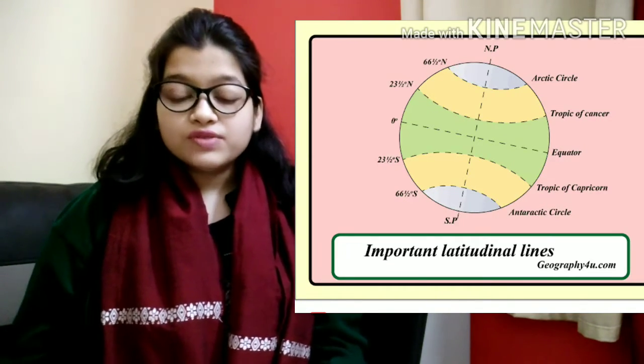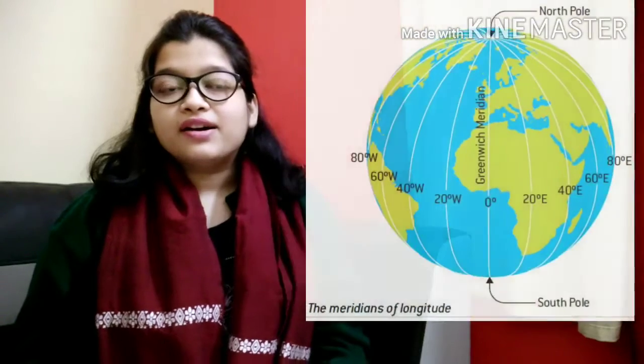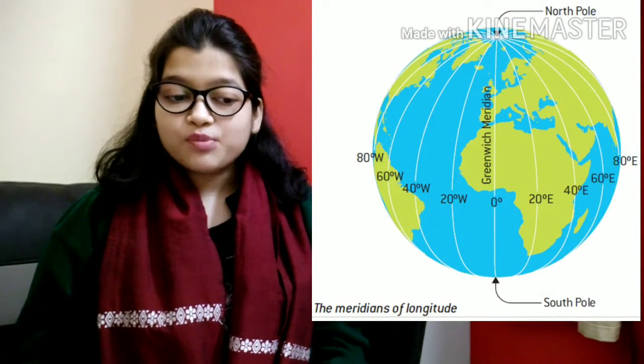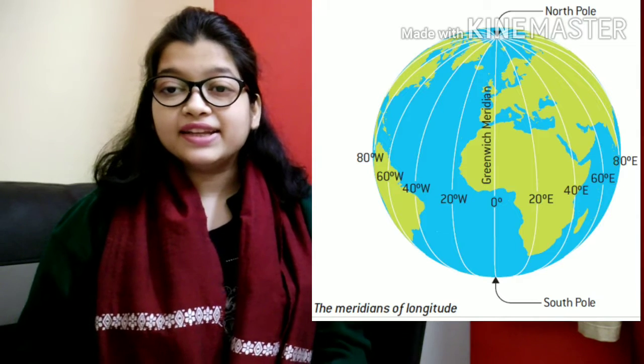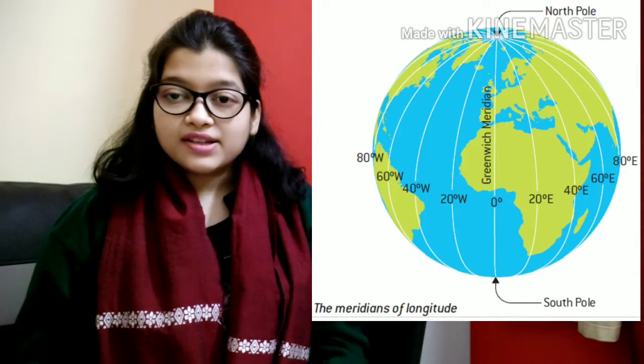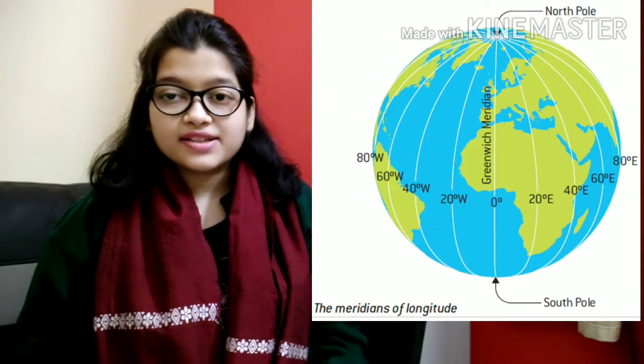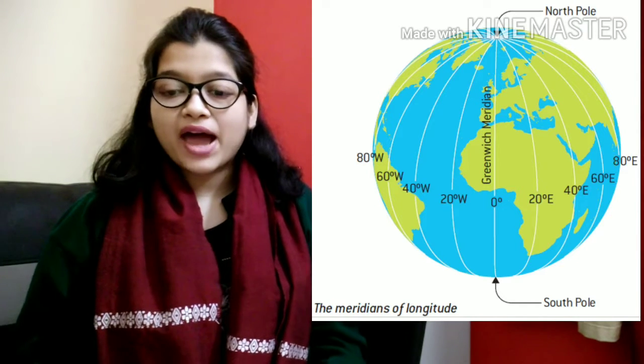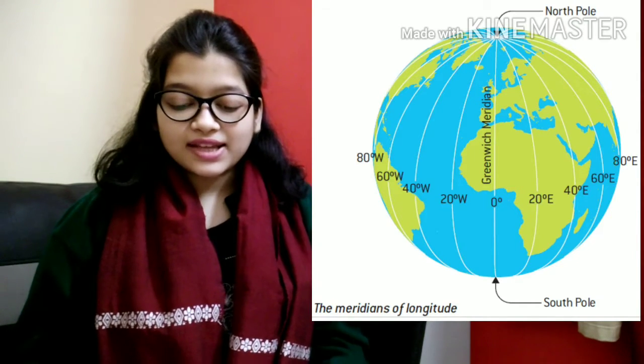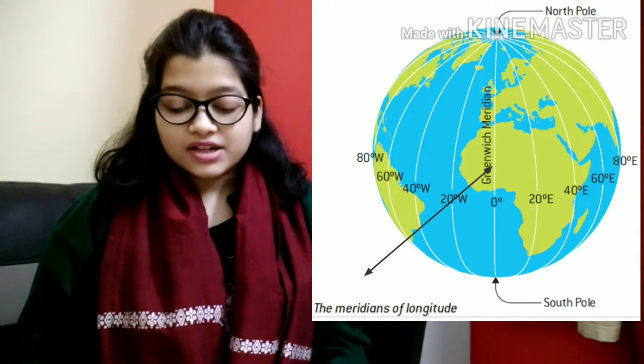Now we will see longitudes. What are longitudes? Longitudes are the vertical lines that run from pole to pole, that means from north to south. Now in longitudes there are two important lines. Just as we read in latitudes about important lines like the equator, Tropic of Cancer, Tropic of Capricorn, Arctic Circle and Antarctic Circle, in a similar way longitudes also have some important lines. These lines are the prime meridian and the international date line.